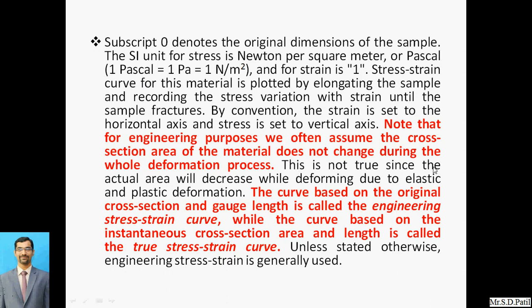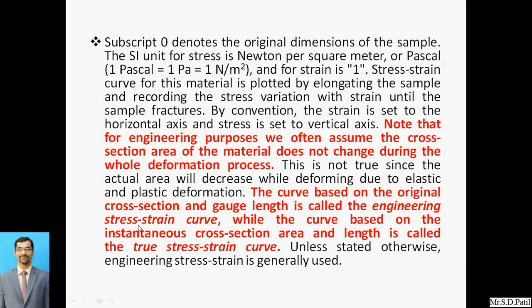But this is not true in the practical case, because the actual area will decrease while deforming due to the elastic and plastic deformation. When the neck formation process has started, the area is decreased. So the curve based on the original cross-sectional area and the gauge length is called an engineering stress strain curve, while the curve based on the instantaneous cross-sectional area and length is called a true stress strain curve. This is the basic difference between the two.